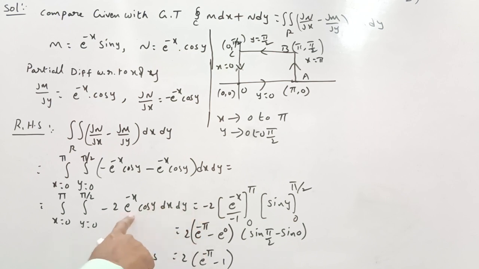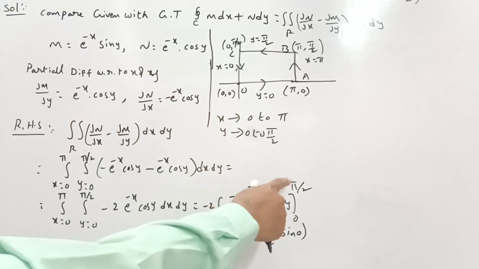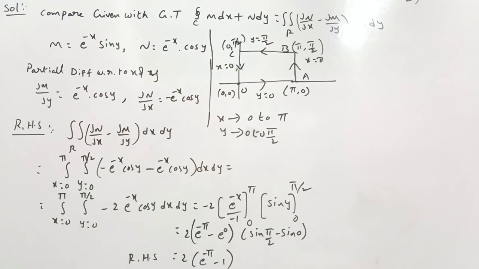Minus 2 will stay outside. E power minus x integration is e power minus x by minus 1, cos y integration is sin y. Upper limit pi, lower limit is what? 0. Minus into minus plus. For y, upper limit pi by 2, lower limit is 0. Sin 90 is 1, sin 0 is 0. So 1 into this part, I got RHS is equal to 2 into e power minus pi minus 1.